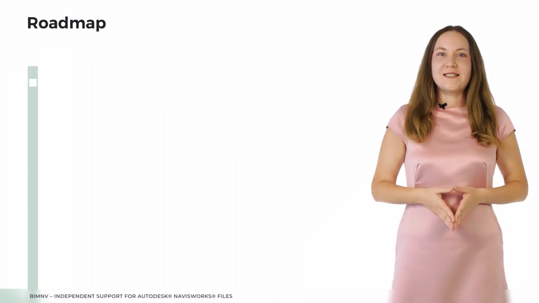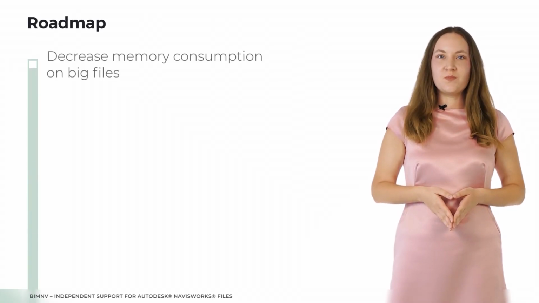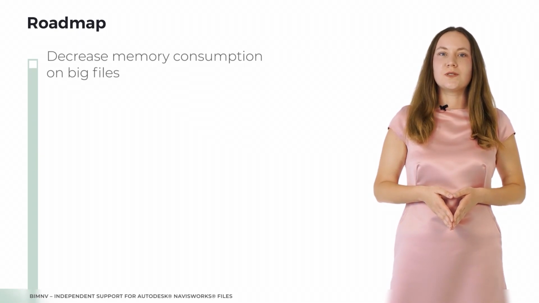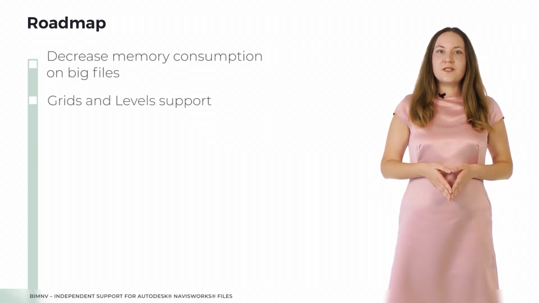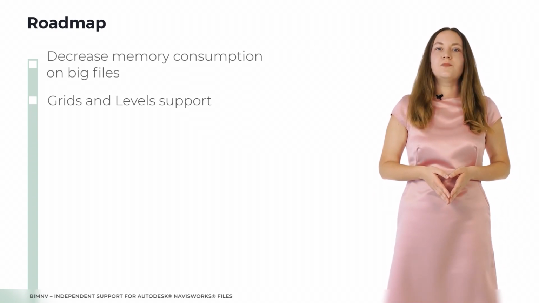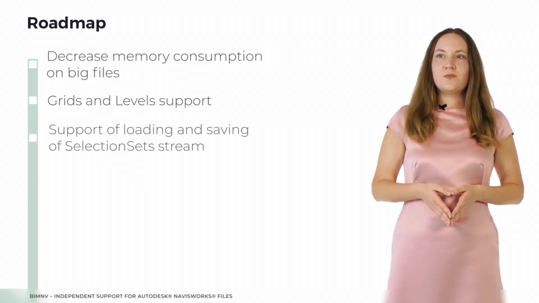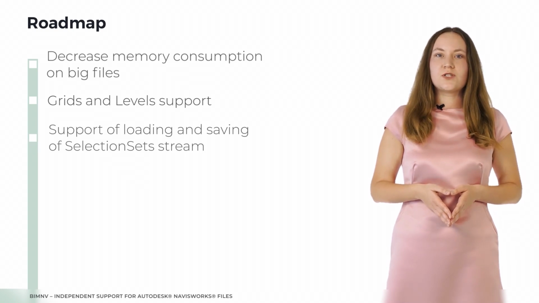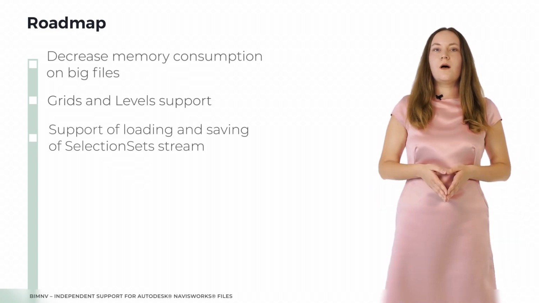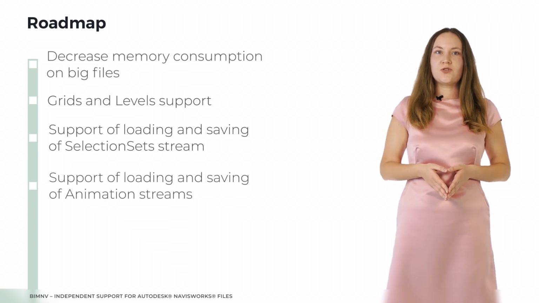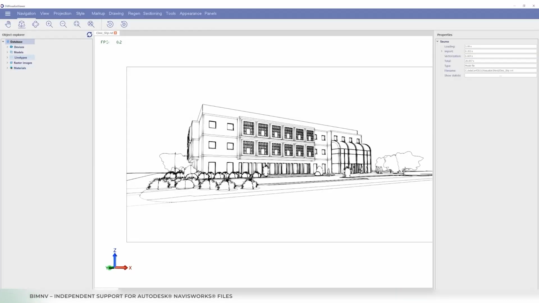This year has not ended yet, so we are going to decrease the memory consumption BIM SDK takes while working with huge files. We've already started the implementation of grids and levels classes. BIM SDK users can try this API for this data. Selection sets streams also started to be parsed due to the plans for this year, and we are going to finish the implementation by the end of this year. I hope we will have time to implement animation stream parsing and provide API for working with these classes in release 22.12.